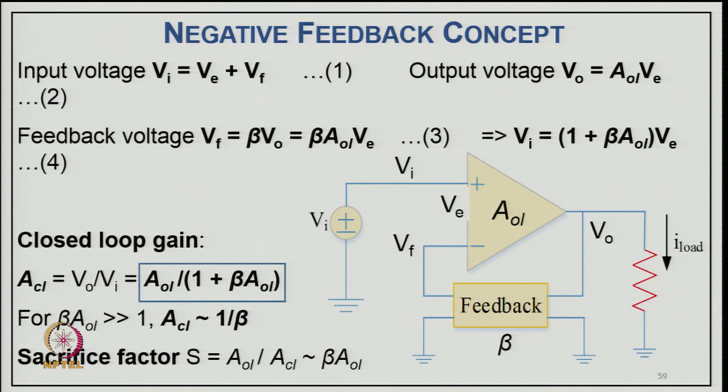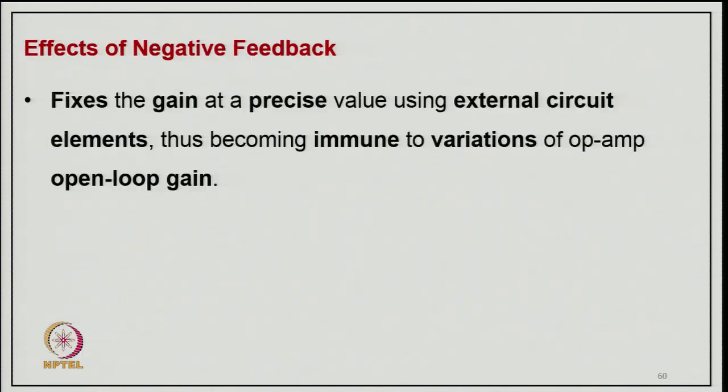So we can say the input voltage is V plus Vf, that is the two signals here, and the output is Vo equal to A_OL V, and the feedback voltage is Vf equal to beta Vo or beta A_OL V. From here we can calculate Vi, which will be equal to 1 plus beta A_OL into V, and now the closed loop gain will be A_CL equal to Vo upon Vi, that is A_OL divided by 1 plus beta into A_OL, where beta A_OL is much, much greater than 1. So A_CL is only 1 upon beta, and we can call the sacrifice factor A_OL divided by A_CL, which is normally equivalent to beta into A_OL.